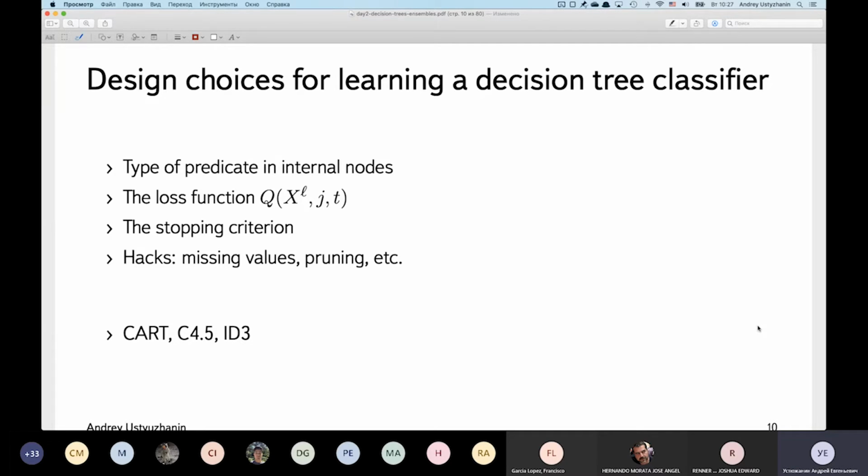And there are various hacks that deal with missing values, and that allow removing unnecessary complications inside the trees. That is called pruning, like removing parts of the tree. So generalization error will be lower and performance would be faster. The examples of algorithms that rely on different kinds of decisions are mentioned here. It could be CART, C4.5, ID3, whatever.